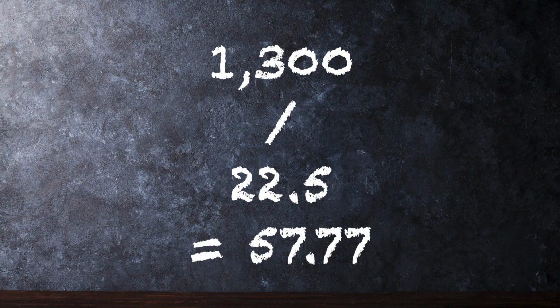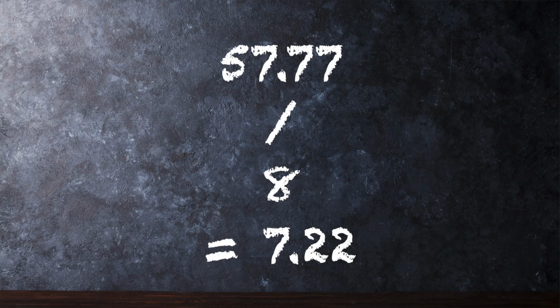So we take the 1,300 pounds, divide it by 22.5, and we get 57.77 pounds per paddock. So to determine how many sheep that can support, we're going to divide that by 8, they eat 8 pounds a day, and we get 7.22. So my 2 acres can support 7 ewes on a continual grazing cycle through the grazing season.